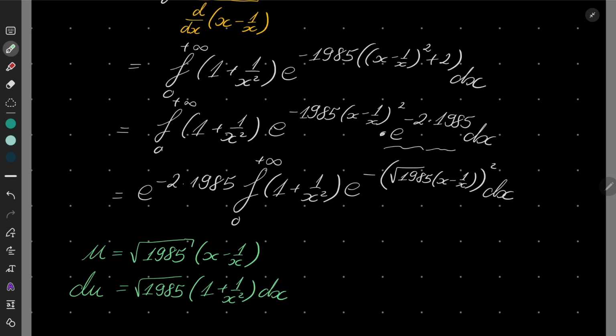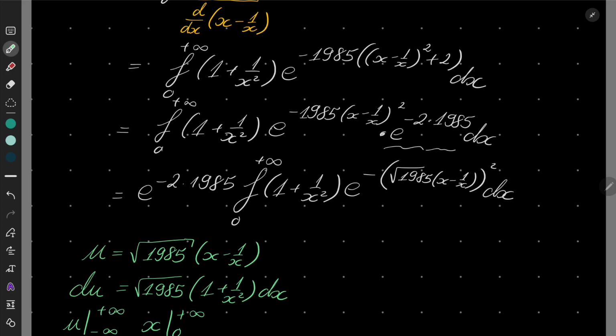And what happens to our bounds of integration? Well, since x was from 0 to plus infinity, when x goes to 0, 1 over x goes to plus infinity, but we have a minus in front. So we have u goes from minus infinity. And when x goes to plus infinity, this expression also goes to plus infinity.